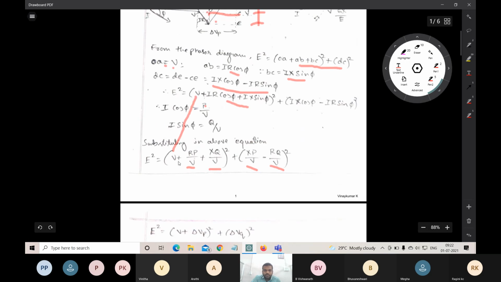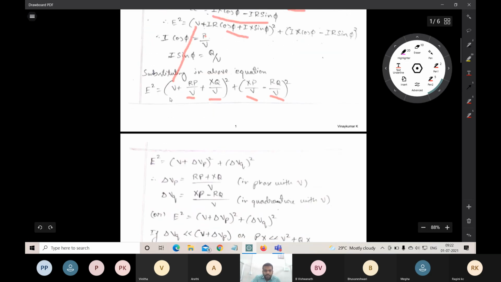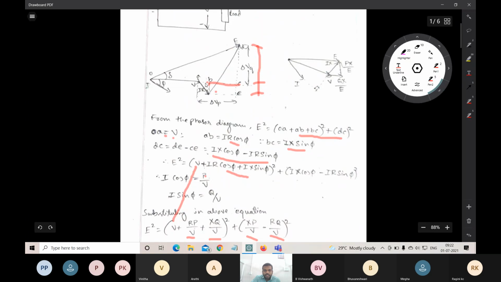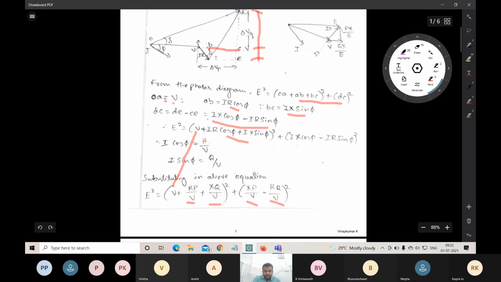And OE square is equal to V plus RP by V plus XQ by V, whole square, plus XP by V minus RQ by V, whole square. Okay. So this RP by V plus XQ by V is the actual thing. What is that? RP by V plus XQ by V.